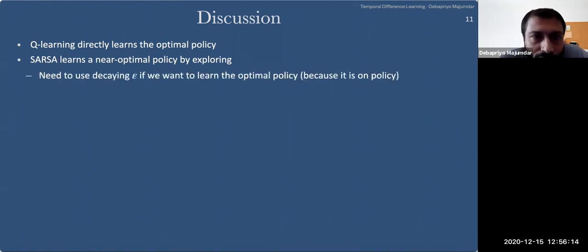And if we want to learn the optimal policy using SARSA, and that's true for any epsilon greedy approach, you need to use decaying epsilon, so that initially you explore more and later on you don't explore so much. Otherwise it will never converge. You will always follow some suboptimal policy. Then for Q learning, the one small problem is that because it is off policy, it has a higher per sample variance.